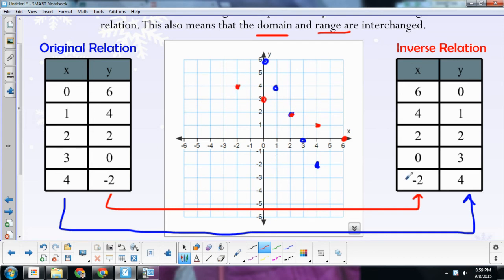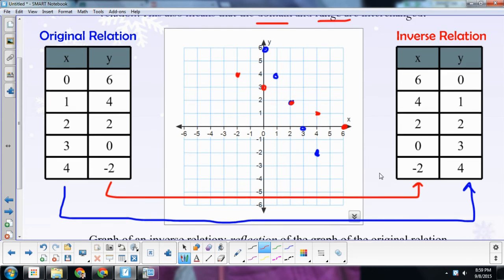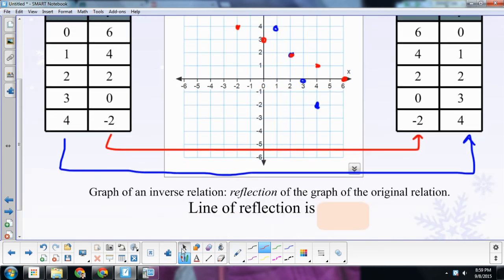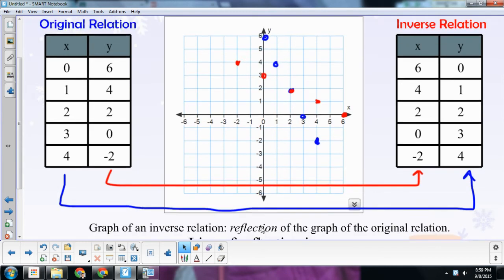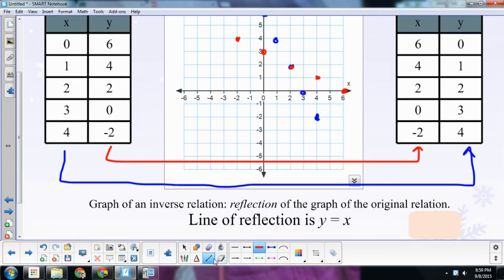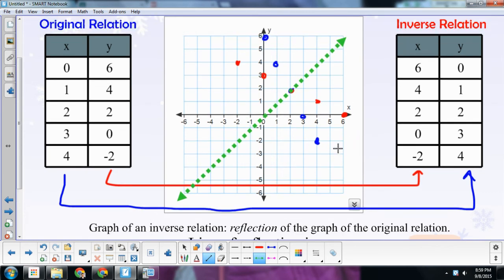And if you remember from when we did this, these points are a reflection across the line y equals x. If I were to try to draw the line y equals x, it looks something like this. So through the origin with a slope of 1. All these points are reflections across that particular line.